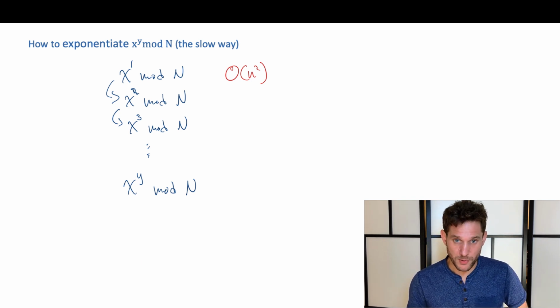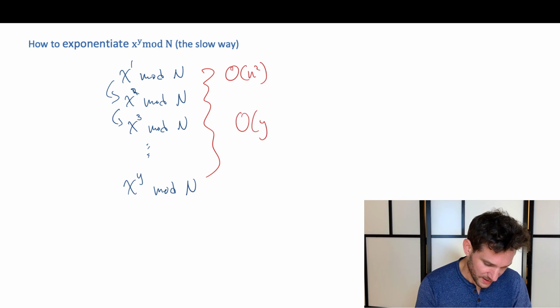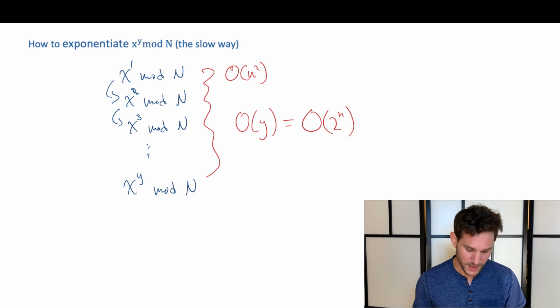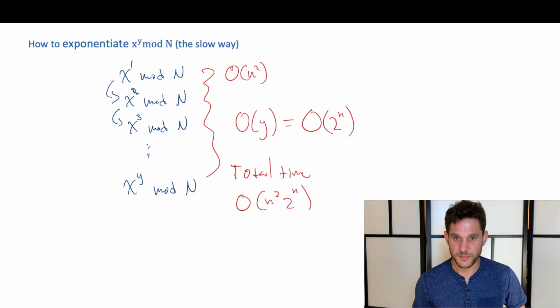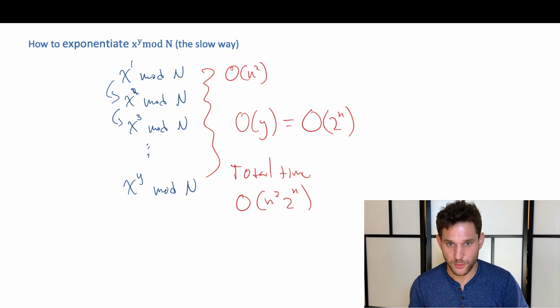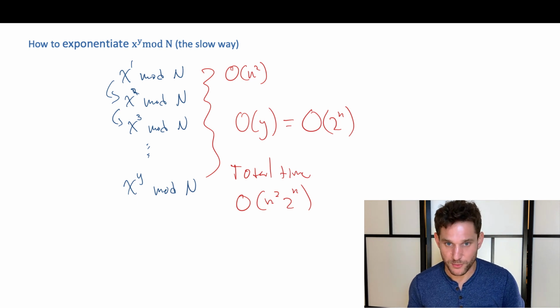Y operations, but how big is y? Well, y has little n bits, so y could be as big as 2 to the n. So the number of times that I had to do this is O of y, which is equal to O of 2 to the little n, right? So total time is O of n squared times 2 to the n. I don't want an exponential in little n algorithm. I want something that's polynomial in n. So we have to try to find a better algorithm than this.